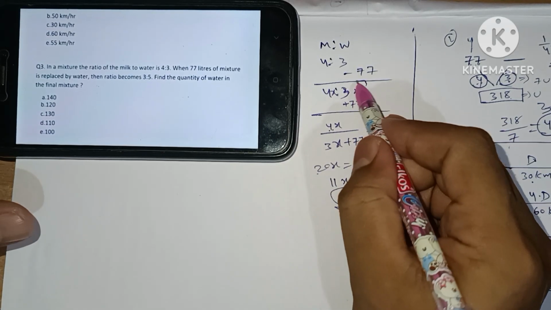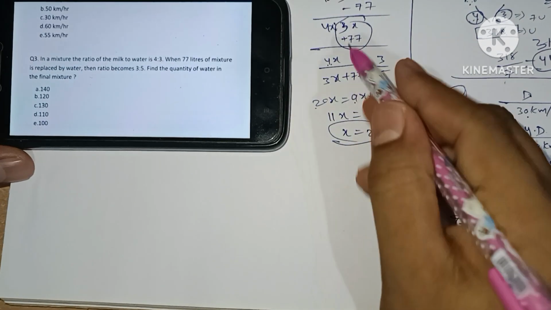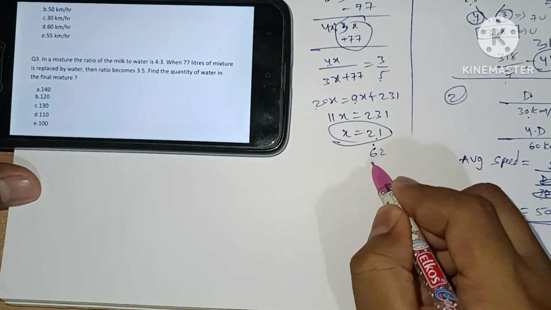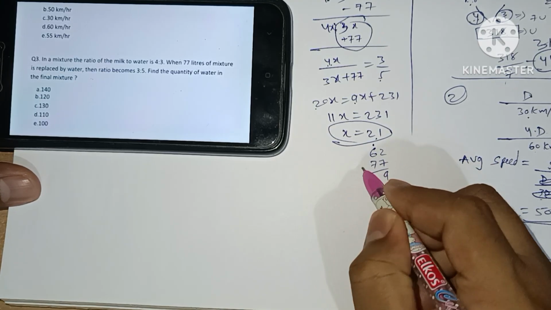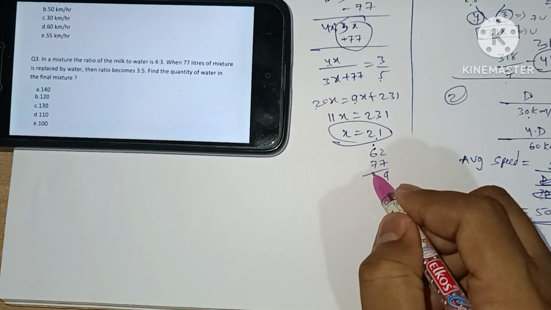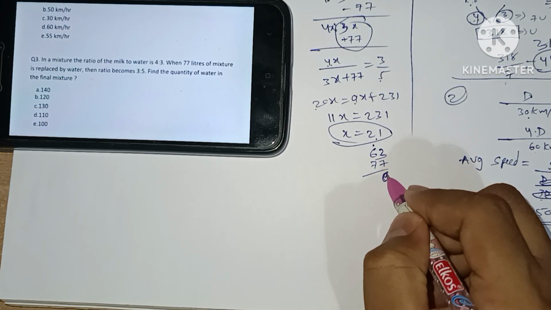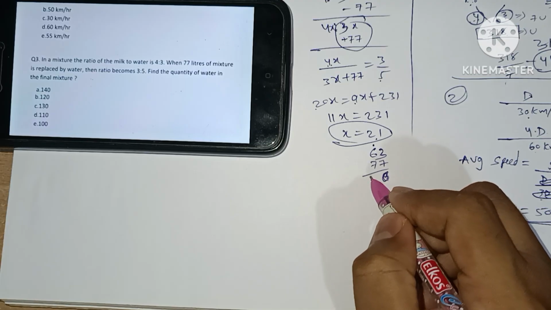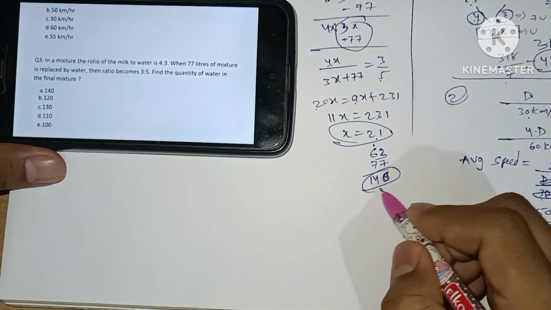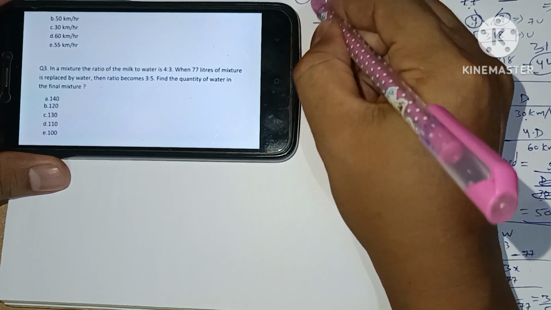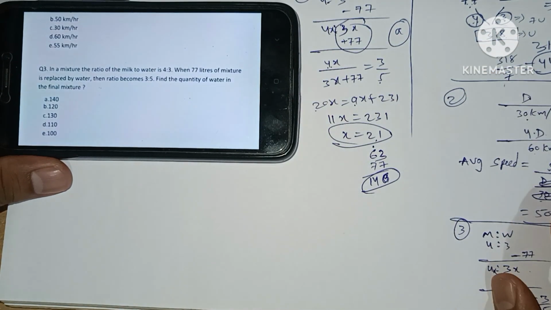What we need to find is 3x plus 77. 3 times 21 will be 63, plus 77, which will be 140. So 140 is our answer, option A. So the third question answer is option A.